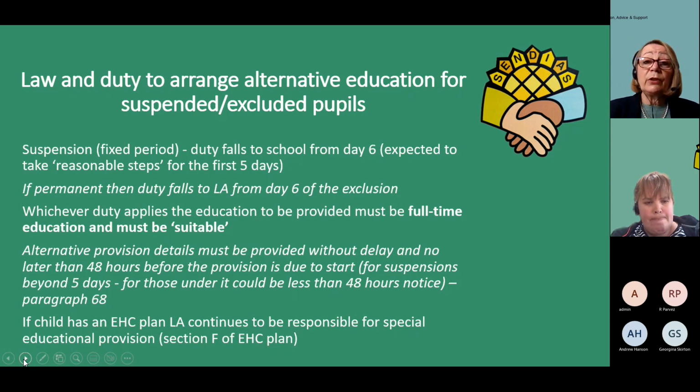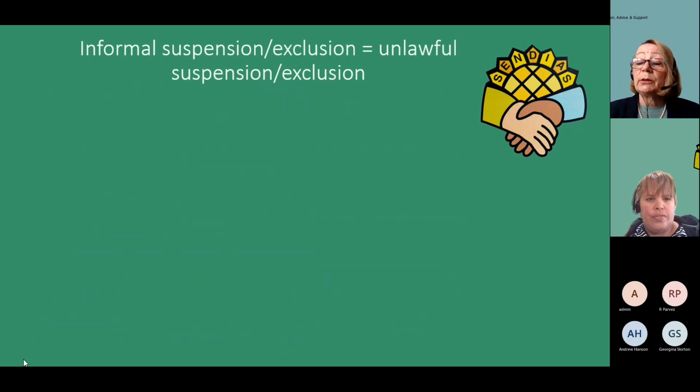If a child has an education health and care plan, the local authority continues to be responsible for the education provision in Section F. So if a child has an education health and care plan, it's slightly different in that the local authority has a duty because they are responsible for making sure that the provision in Section F is continued. Normally you would expect an emergency annual review to take place as well, to make sure that the right provision is going to be put in place.